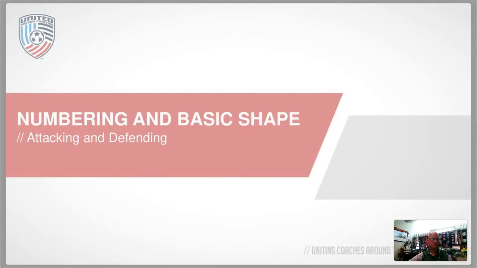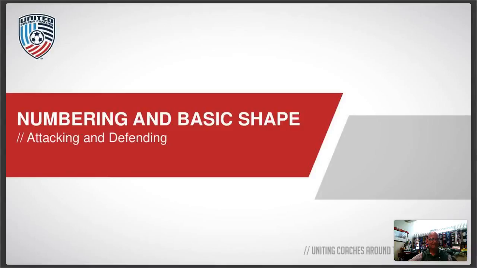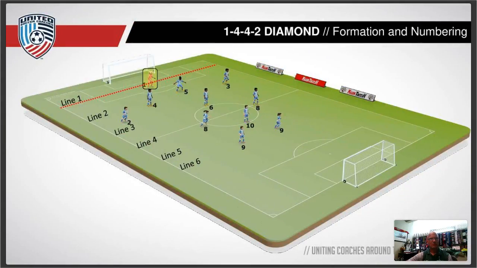So let's talk straight away about the numbering and basic shape, and we're going to start with the attacking shape for your 1-4-4-2. Great, thanks David. So we'll first look at the goalkeeper, the number 1. You can see here clearly defined, usually in a different color kit, but this is the goalkeeper, the player who can use their hands on the field, playing behind our back 4.